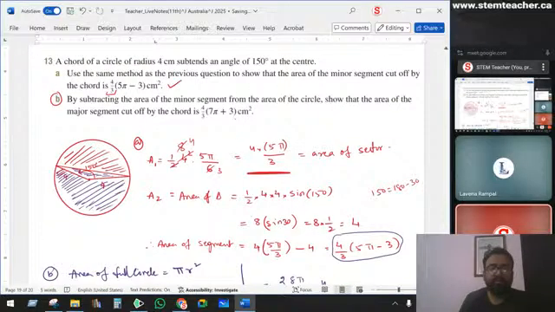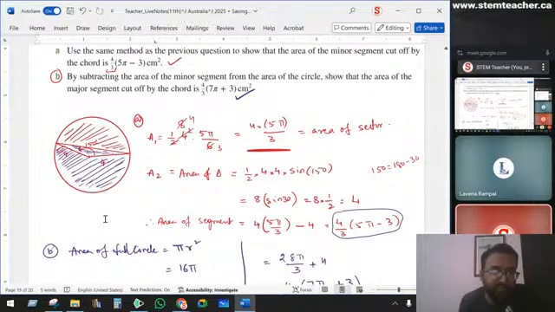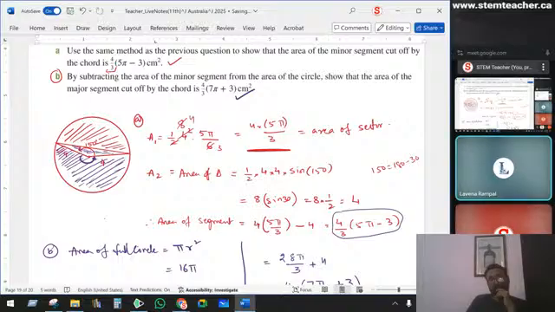This is one method. I evaluated with a direct method. So one can take another way in order to get the area of the major sector. If this is 180 degrees, then what is 150 degrees? What is the other angle? This is 150. What is the other angle? Total 360, so it is 210.